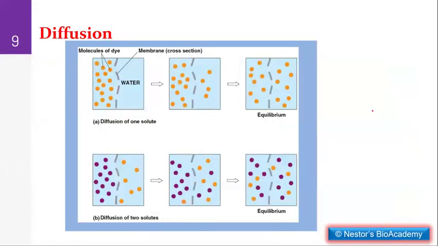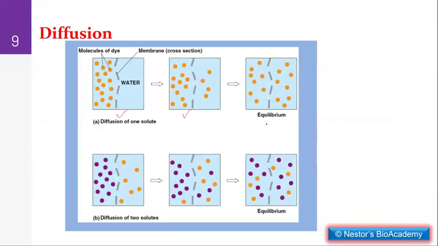In this illustration shown on your screen, we are seeing molecules of dye diffusing from one end where they are highly concentrated to the other region where they are lowly concentrated, if you look at this illustration here.